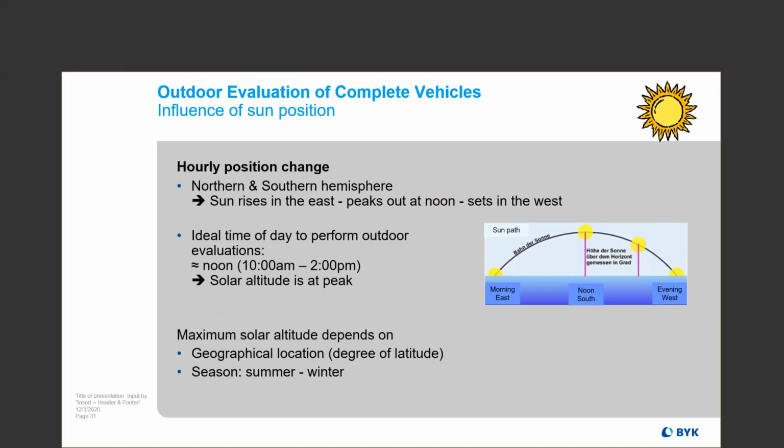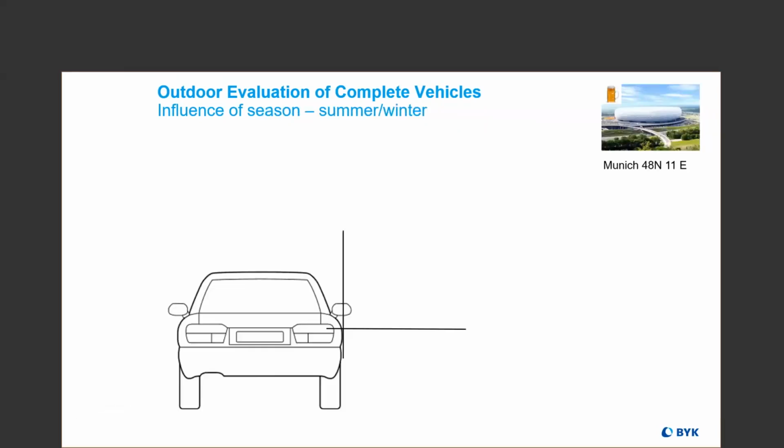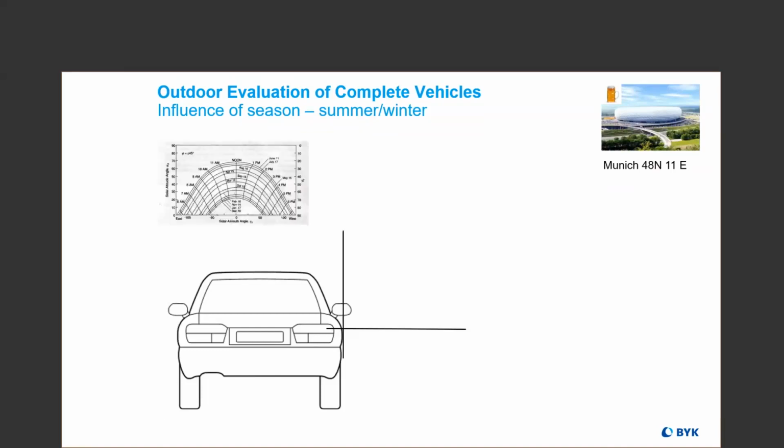But that maximum altitude, the peak that sun reaches, depends on things like geographical location, where you are in the world, as well as the season. So here, as an example, we have an observer in Munich, Germany, and on June 21st, the summer solstice, when the sun is highest in the sky, the incident angle on a vertical surface is going to be at about 61 degrees.